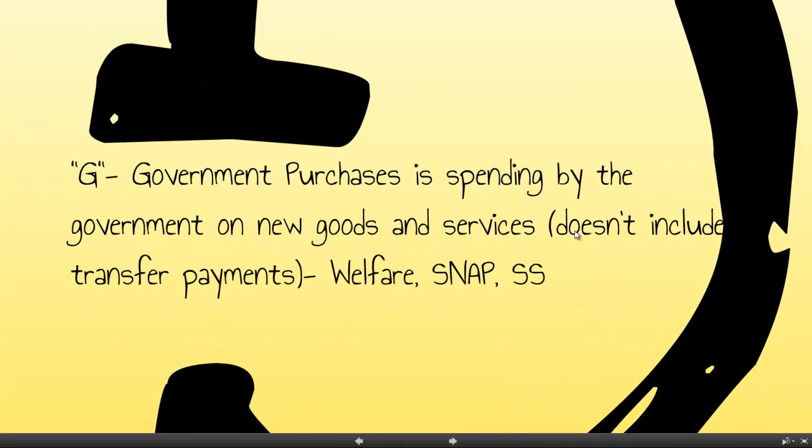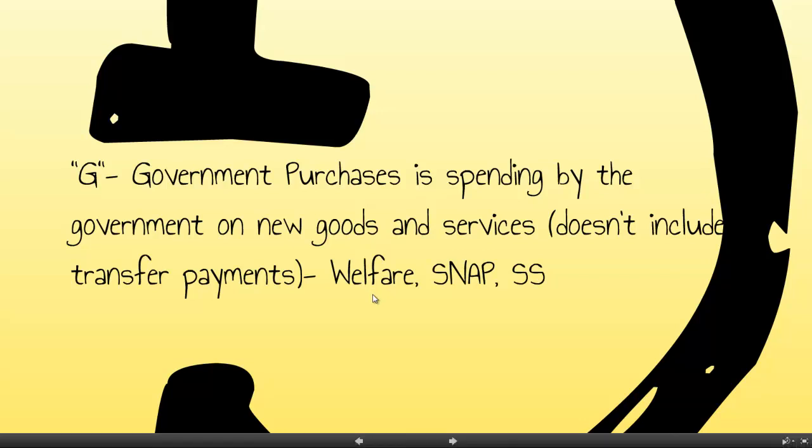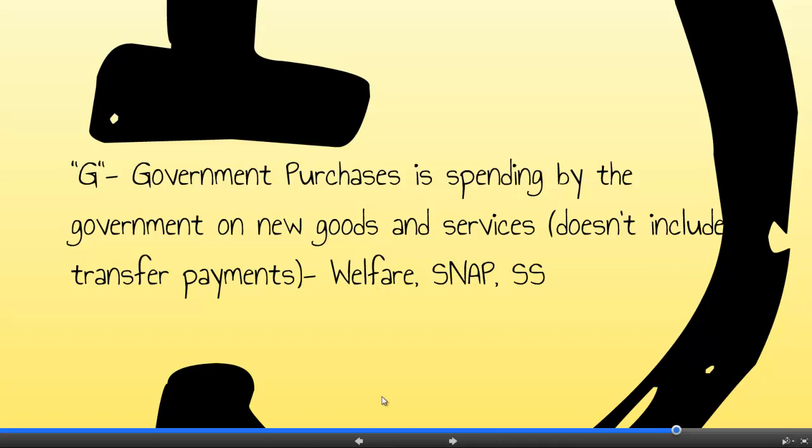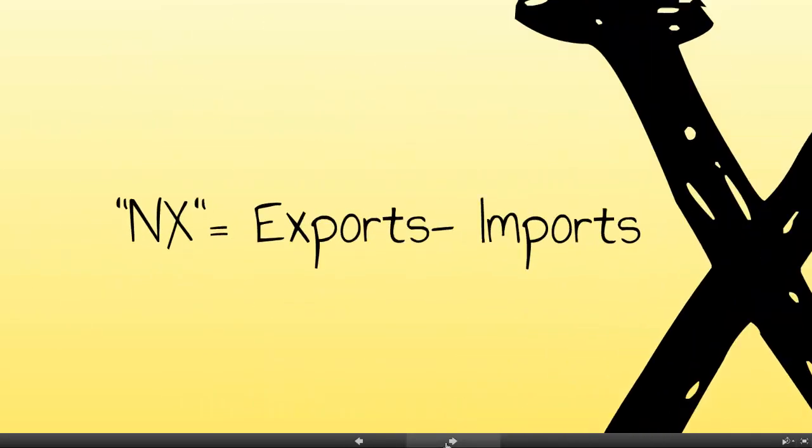Government purchases. This is spending by the government on new goods or services. It does not include transfer payments: welfare, SNAP, Social Security, Medicare. It does include teachers' salaries because they teach, and IRS agents because they work a service job. It does include spending on military purchases. So if we buy a ship, a plane, ammunition, new guns, all of that counts, but it does not count all the transfer payments or payments on debt.